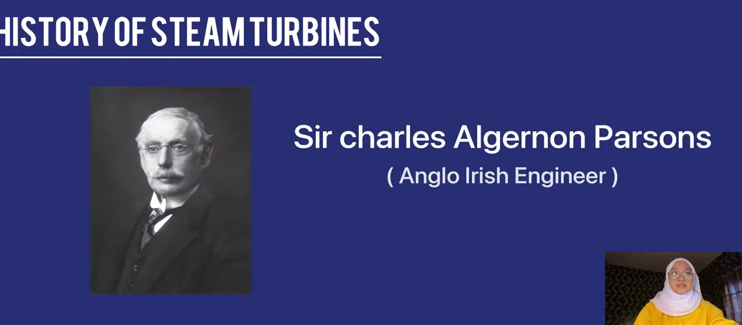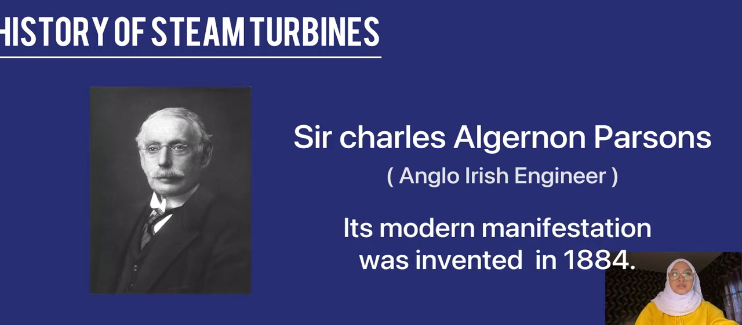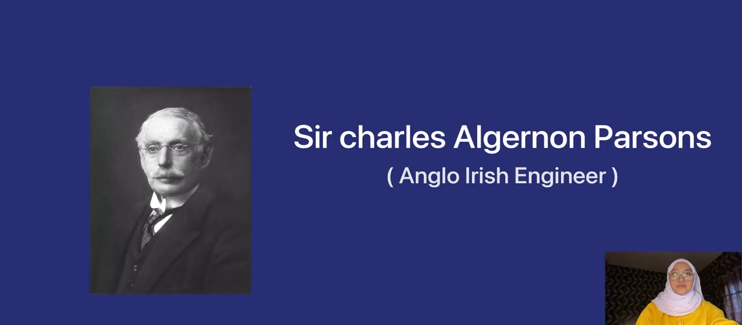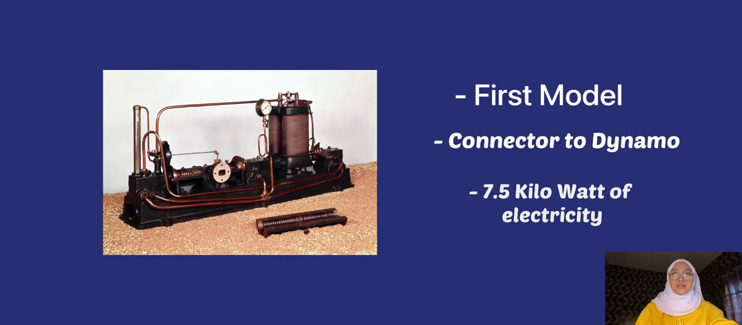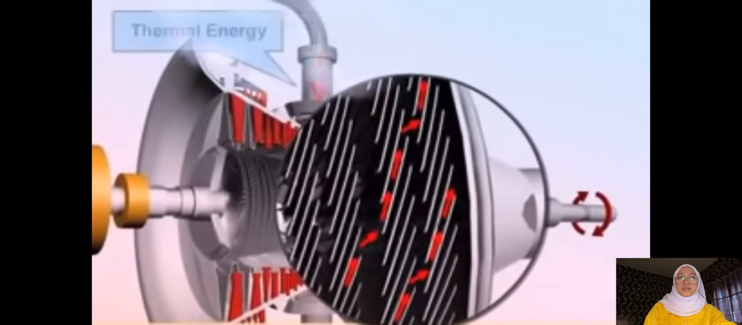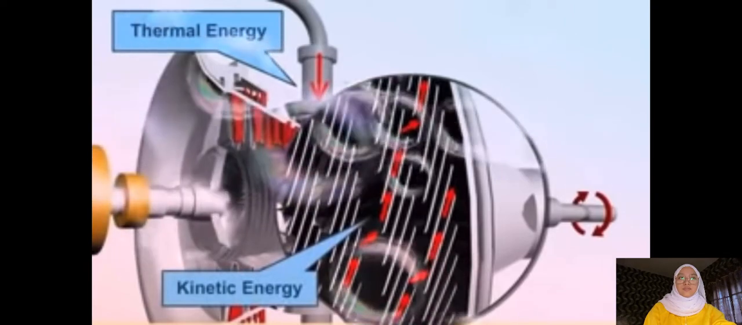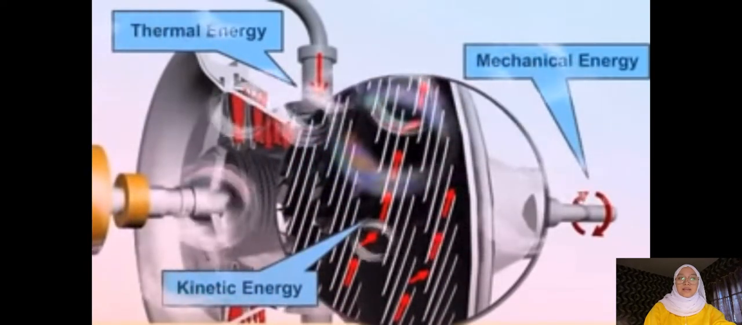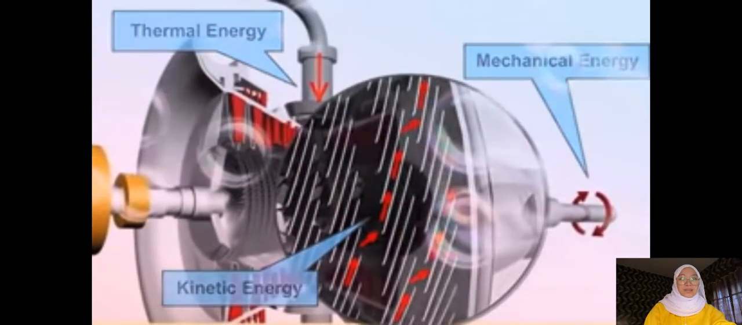History of the steam turbine. Sir Charles Algernon Parsons was an Anglo-Irish engineer. The modern steam turbine was invented in 1884. The first model of the steam turbine was connected to a dynamo producing 7.5 kilowatts of electricity. A turbine in which the thermal energy of the steam is first converted into kinetic energy and later converted into mechanical energy is called a steam turbine.